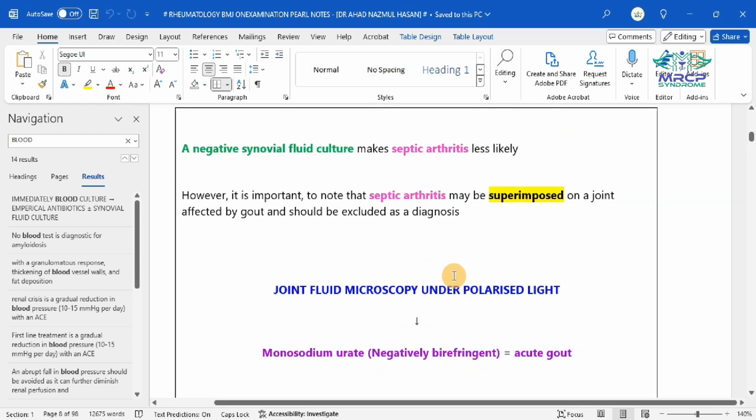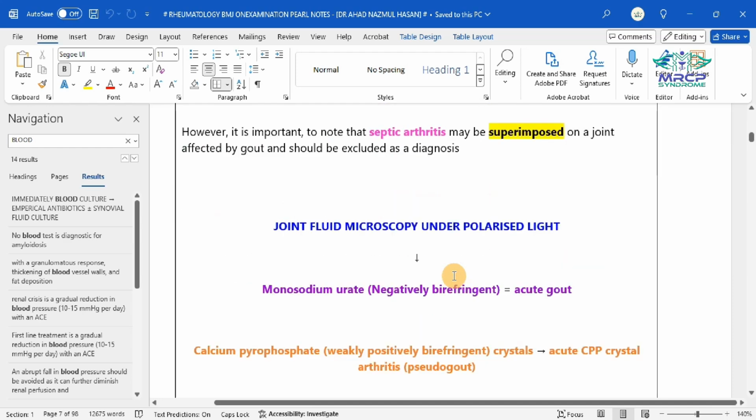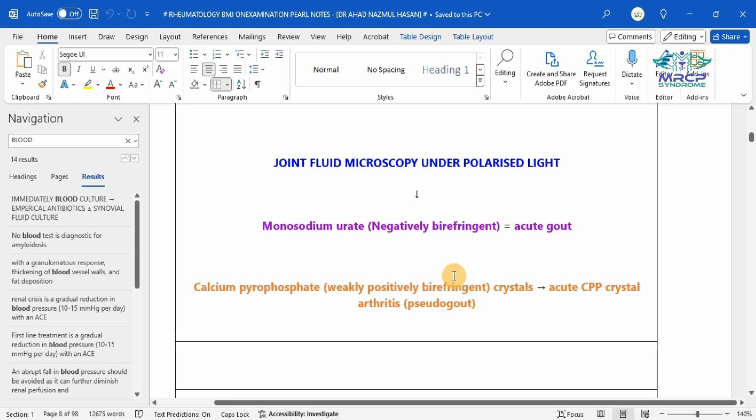Which empirical antibiotic is used in case of septic arthritis? IV flucloxacillin. And based on the joint fluid microscopy under the polarized light, how can I differentiate whether this is gout or pseudogout? Negative needle shape is the gout. Positive rhomboid shape is the pseudogout.